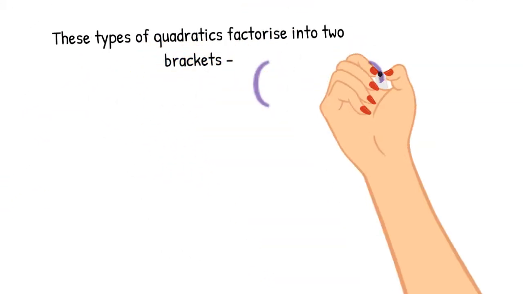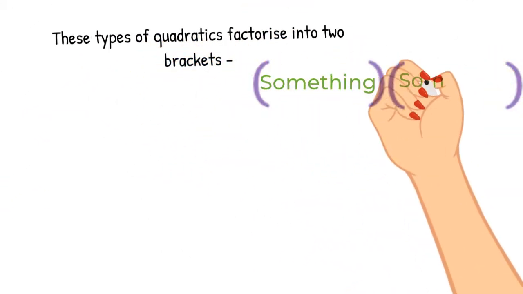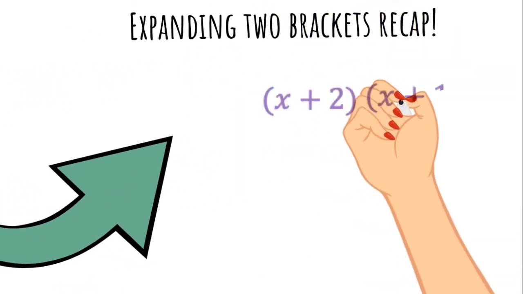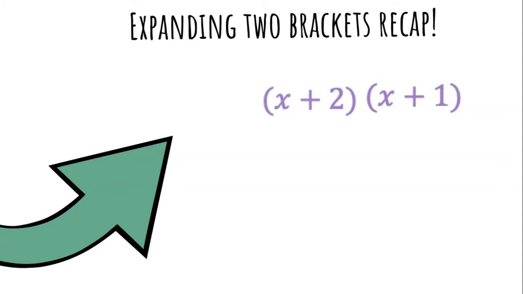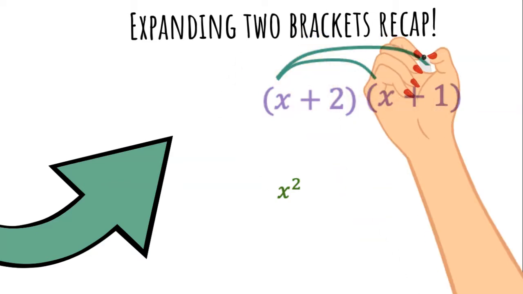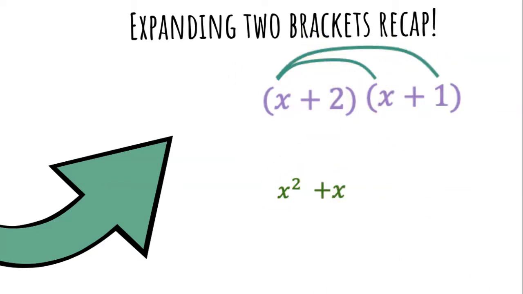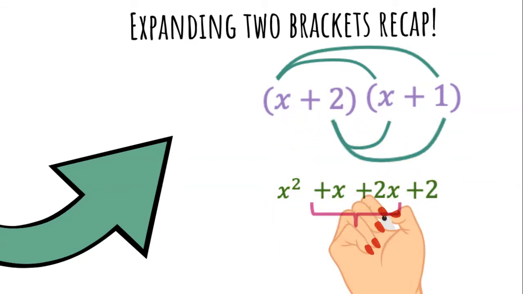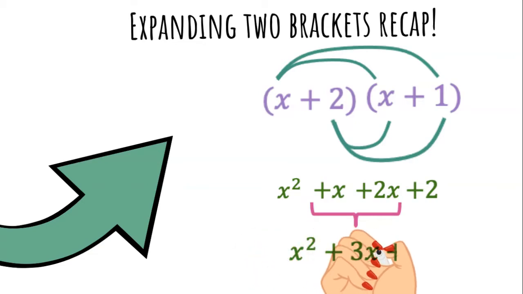These types of quadratics factorise into two brackets, with something in one and something else in the other. We should be familiar with this already, so let's expand two brackets for a little recap. I have two brackets and I want to multiply everything in the first bracket by everything in the second. So x times x gives me x squared. X times 1 gives me x. 2 times x gives me 2x. And 2 times 1 gives me 2. I can group together my x terms, leaving me with x squared plus 3x plus 2.